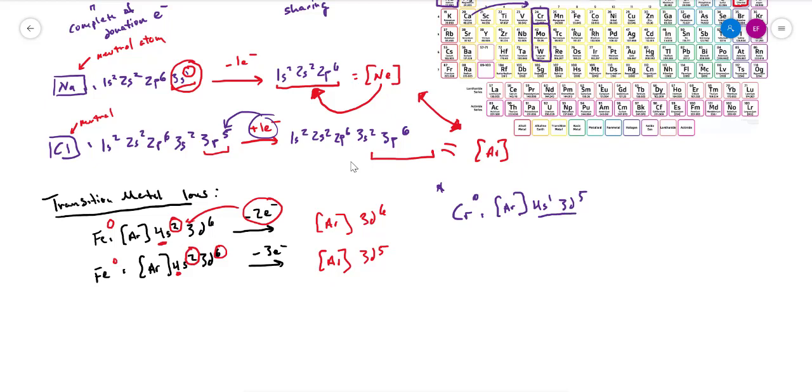What happens then if we want to make, let's say, chromium 3? Let's snag 3 electrons off of this. We're going to start by grabbing, again, the highest principal quantum number electron. We're going to zap that, but then we still need to grab 2 from here. So this is going to give us argon and then 3d3.